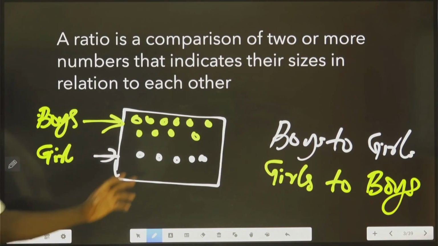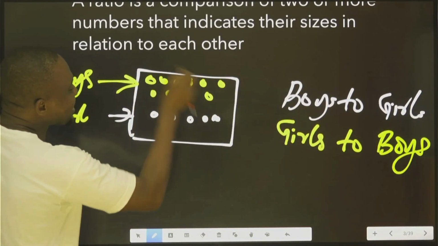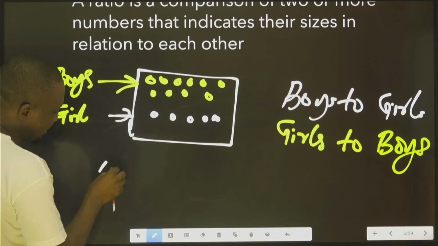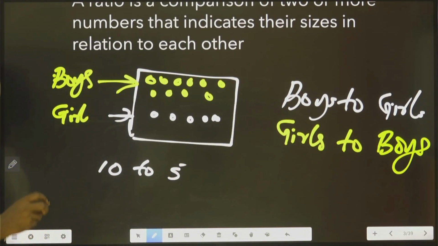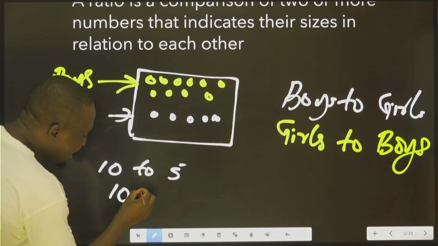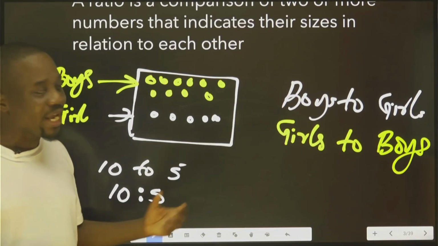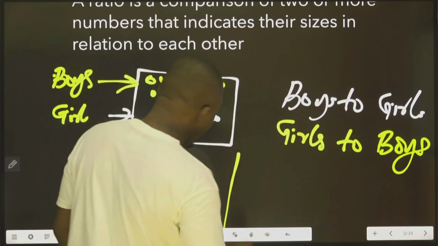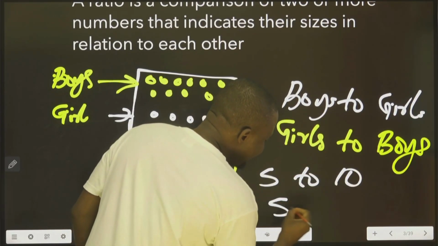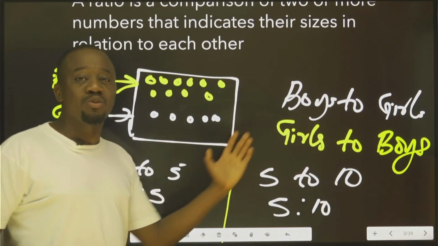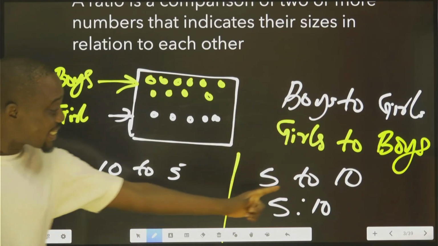Now, the ratio of boys to girls is expressed as 10 to 5. Mathematically, we say 10 ratio 5. The ratio of boys to girls. For girls to boys, we say it is 5 to 10, or 5 ratio 10. That is girls to boys. This is how to express them. So you can see this and this are not equal.